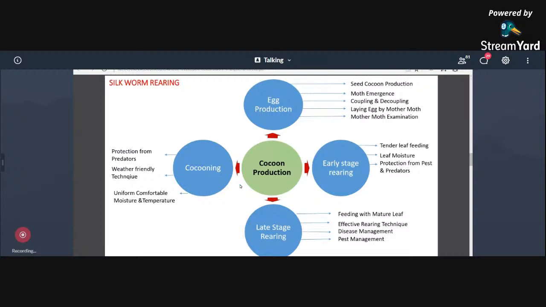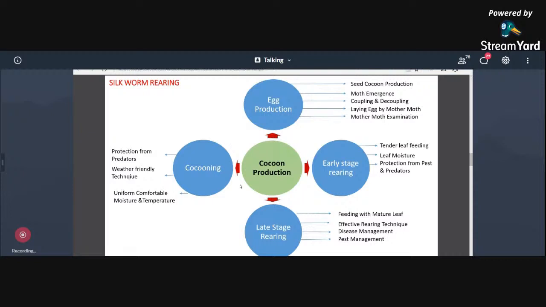The second stage is early stage rearing. In early stage rearing also, care should be taken so that tender leaf can be fed. Leaf moisture should not go lower; it should be maintained. Protection from pests and predators, as they are also causing losses to our crop. So these are the scientific activities, and here technological intervention is required.